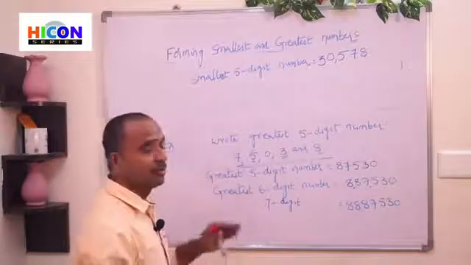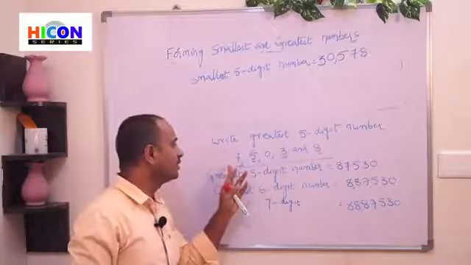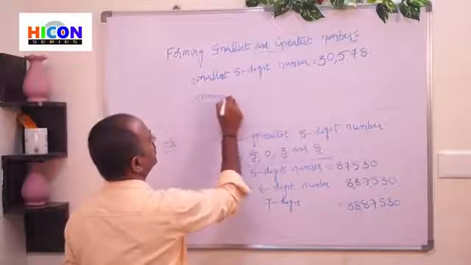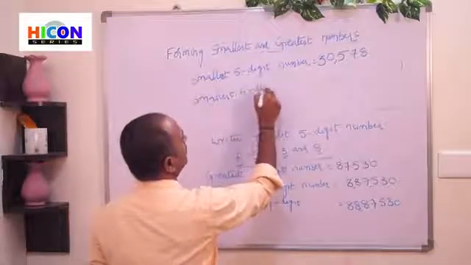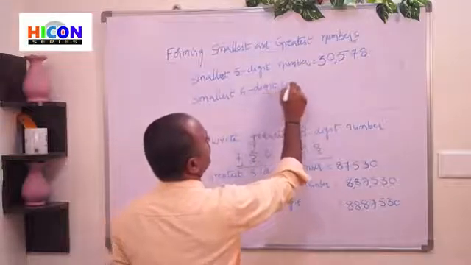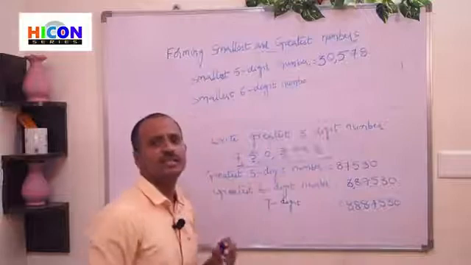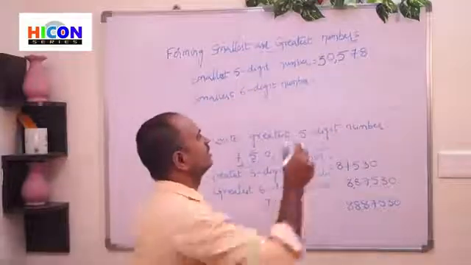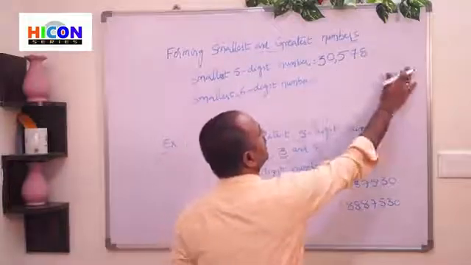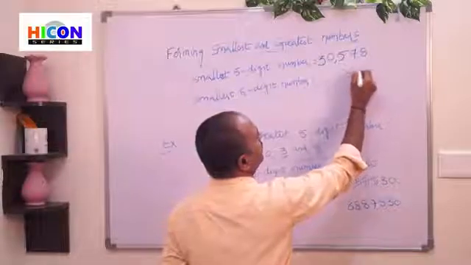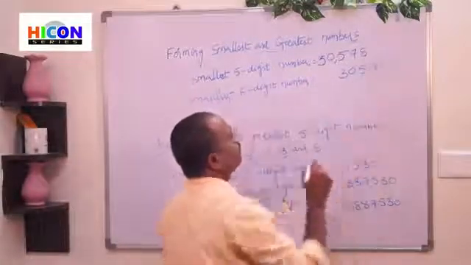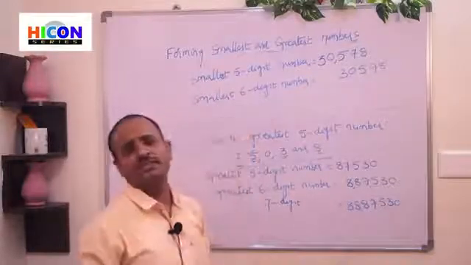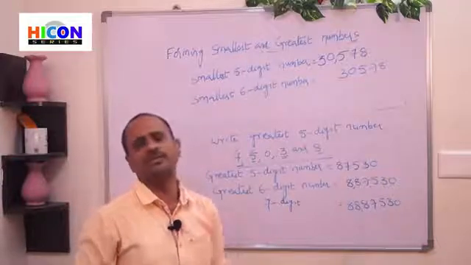We can also form a 6-digit number with these 5 digits. How can we write the smallest 6-digit number? First arrange the given 5 digits in ascending order, and we get 30578. But this number has only 5 digits, and we require 6 digits. That means we require one more digit.